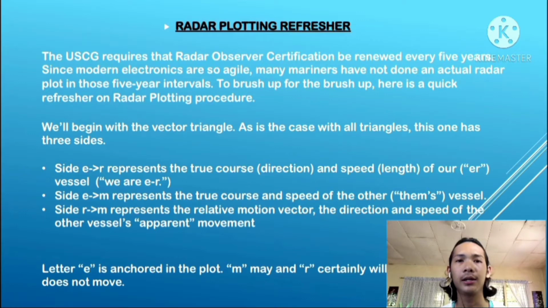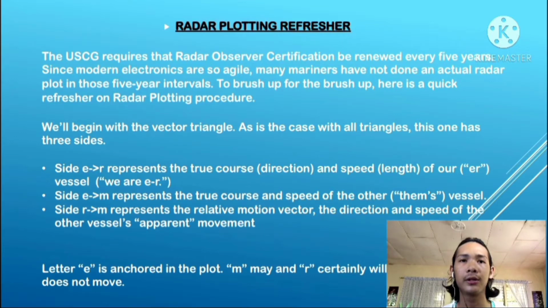The second side is E to M. This represents the true course and speed of the other vessel. On our ship it is marked E and the other ship is marked M. If we draw the line E to M, we will get the true course and also the speed of the other vessel.